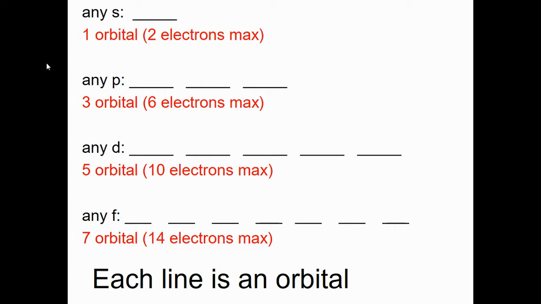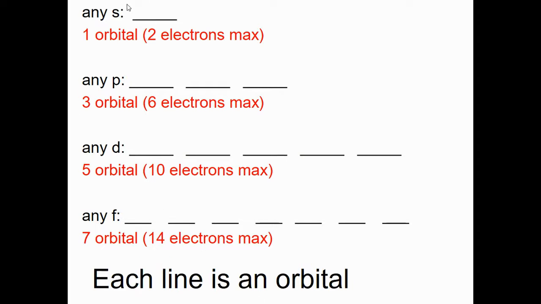If you see 3 lines next to each other, like this, that indicates a p orbital because you have 3 of them. You can put 2 electrons in each one. If you see 5 lines next to each other, that indicates a d orbital because there are 5 of them, and you can put 2 electrons in each for a maximum of 10 electrons. If you see 7 lines next to each other, that indicates an f orbital because there are 7 of them, and you can put 14 electrons total, 2 in each. Each line represents an orbital.